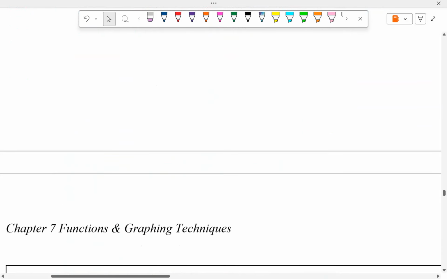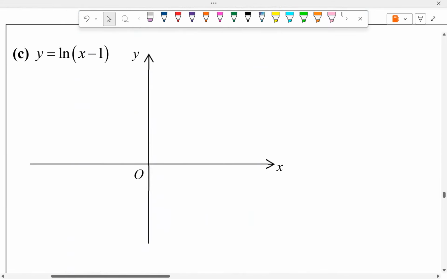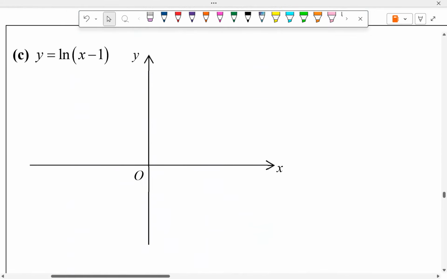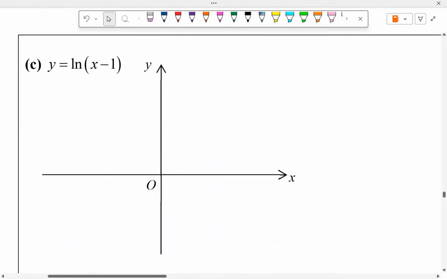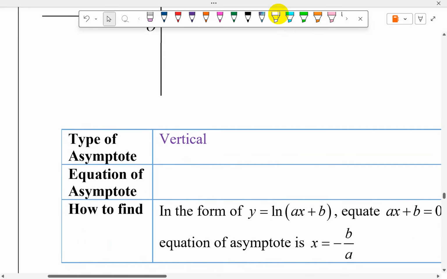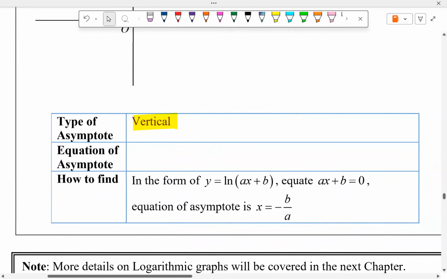Okay, the last type of graph you need to learn that has an asymptote is the logarithm graph. The logarithm graph has a vertical asymptote over here. How do you get the equation of the vertical asymptote?